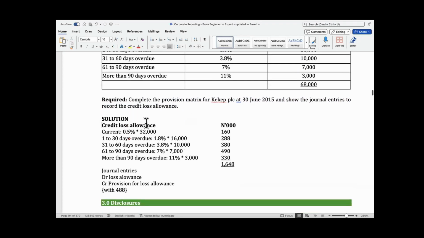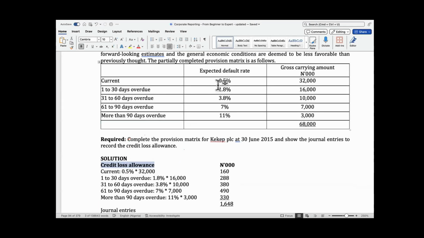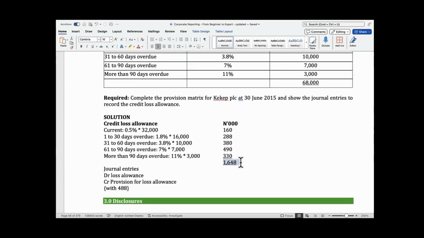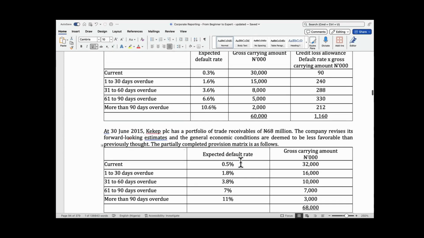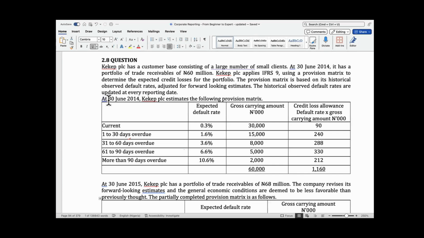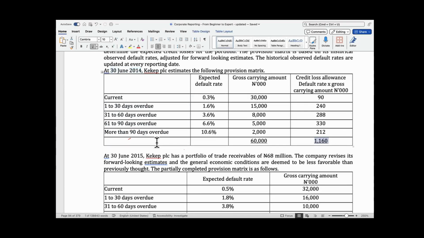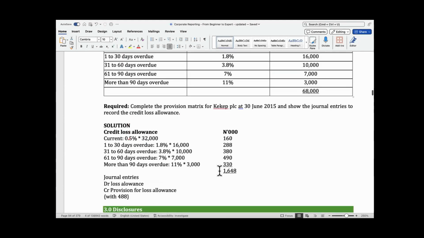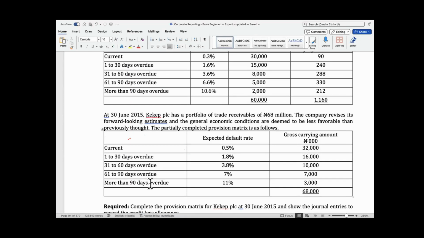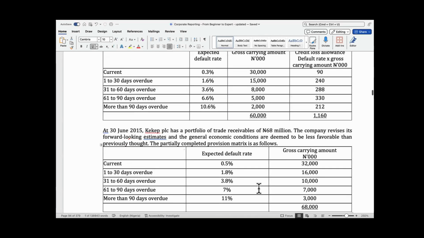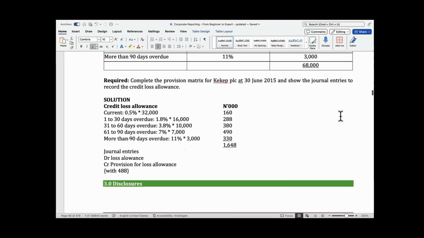So all they want you to do is calculate the credit loss allowance from this table. Just multiply this by this for each of these figures, which I did below, resulting in this amount, 1648. Now at the beginning of the year, because this was last year, we had a loss allowance of 1160, and this is the current year. We are now having a loss allowance of 1648. So what goes to P&L as loss is the increase in that loss allowance, which is 1648 minus 1160, which is 488.